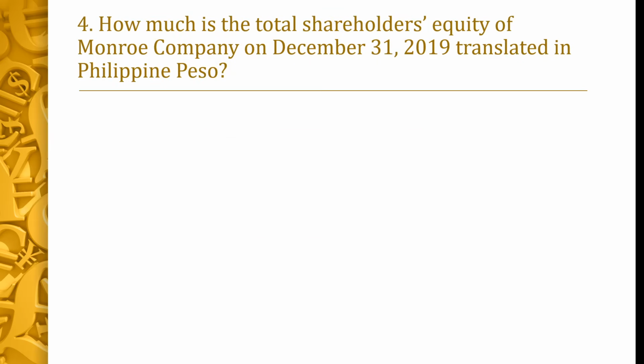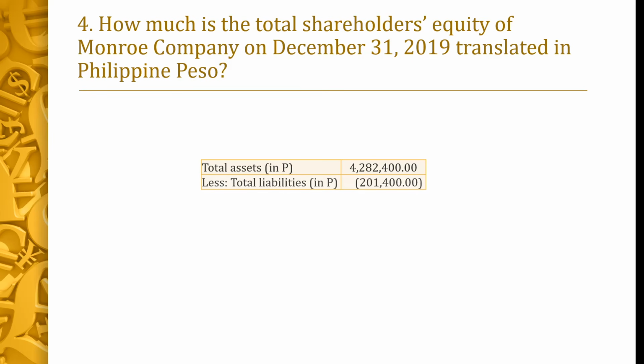Number 4, how much is the total shareholders' equity of Monroe Company translated in Philippine peso? Pagdating natin dito kay total sheet, you will have to apply the basic accounting equation. That is total assets less total liabilities, both stated in peso. So magkano ang total sheet natin? 4,081,000.